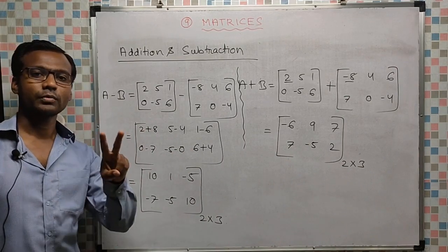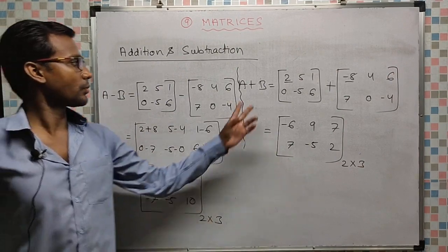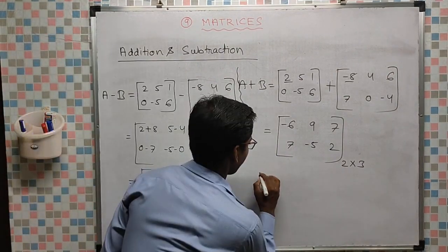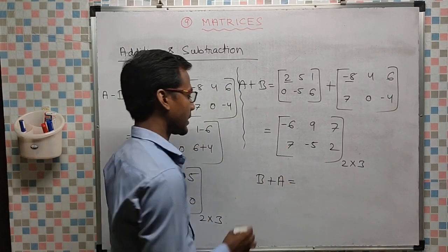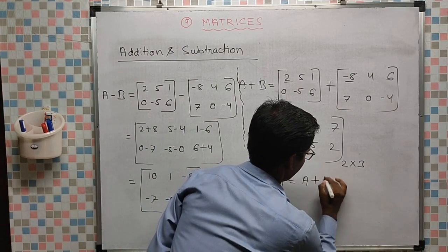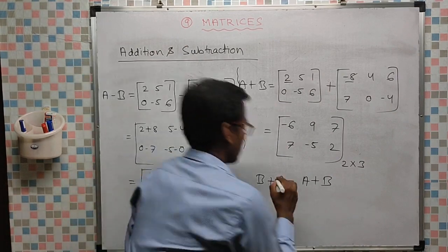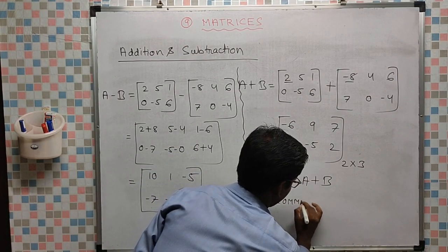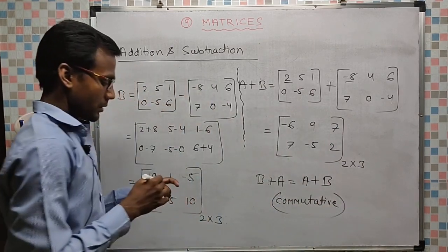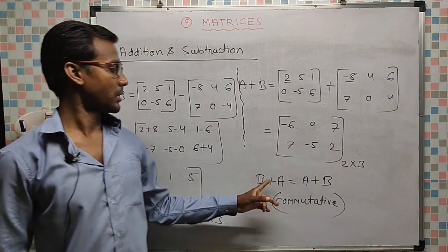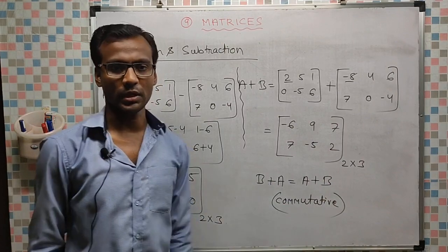So this is A plus B, this is A minus B. In this way we can add two matrices, or we can subtract one matrix from the other. Now if you do B plus A, you will get the same matrix. That means B plus A is equal to A plus B. For that reason we say addition of matrices is commutative.